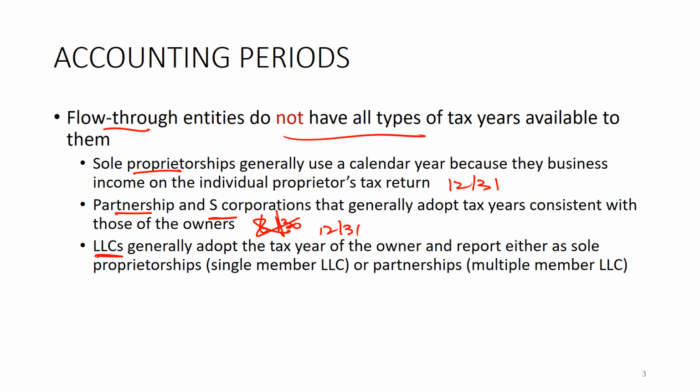LLCs follow those rules. If an LLC is treated as a partnership, then it would have to follow the partnership rules with respect to adopting a year end. Likewise, if it's treated as an S corp, it would follow the S rules. And if it's a single member LLC, then it's treated as a sole proprietorship. So really an LLC has the ability to be a lot of different entities, and you just would use the year end that's appropriate for that type of entity.